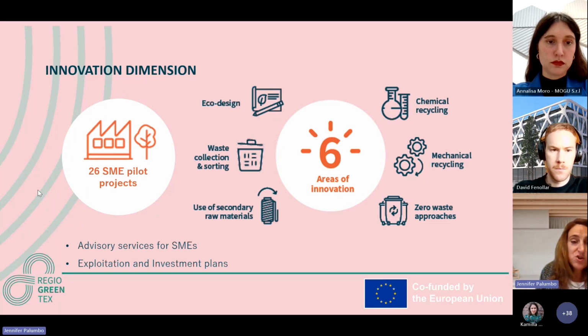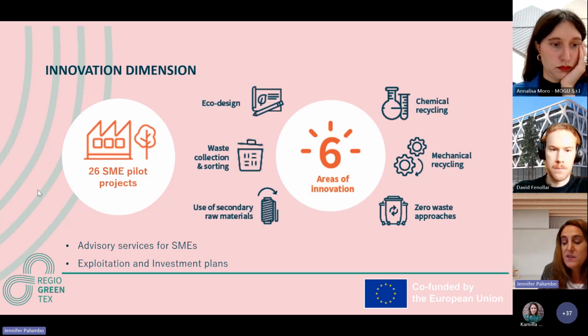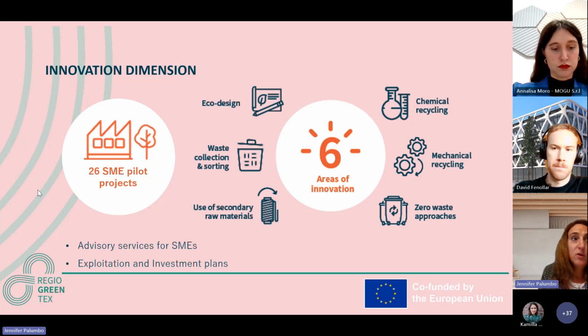So in terms of innovation, I mentioned 26 SME pilot projects. One of them is this platform. There's 6 areas of innovation, all having to do with recycling and circularity in textiles. So it's the eco-design, waste collection, sorting. That's a very important point, how to make this easier, more automated, more precise. Use of secondary raw materials, that's of course also a big deal. If we can, use things for longer and better, instead of sending everything to recycling, it's an easier way to prolong the lifetime of materials.